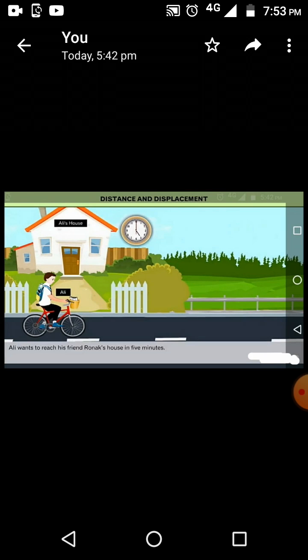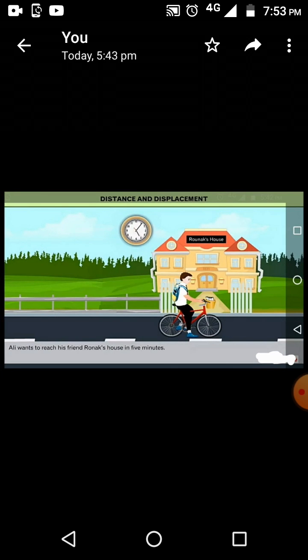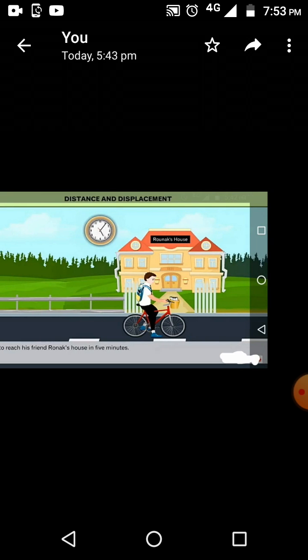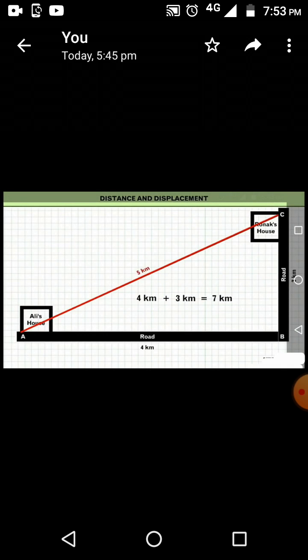Now, distance and displacement. Ali wants to reach his friend Ronak's house in 5 minutes. As can be seen from the given figure, the distance travelled from Ali's house to Ronak's house is 4 km plus 3 km, that is 7 km. This actual distance travelled is known as the distance, but the shortest distance calculated by joining the starting point and the destination point with the straight line is 5 km. This distance is known as displacement.